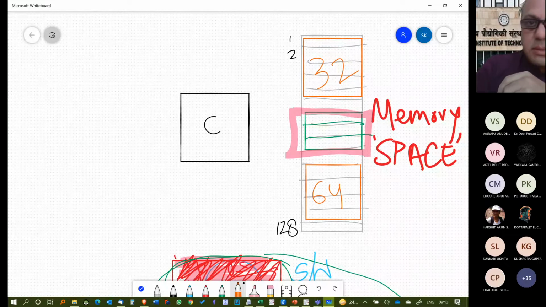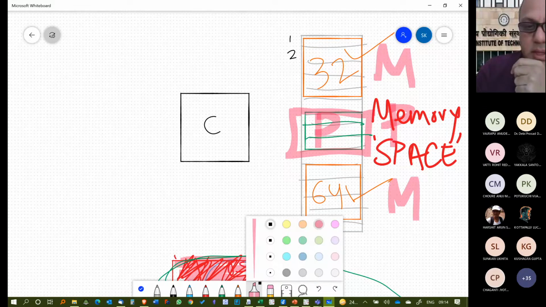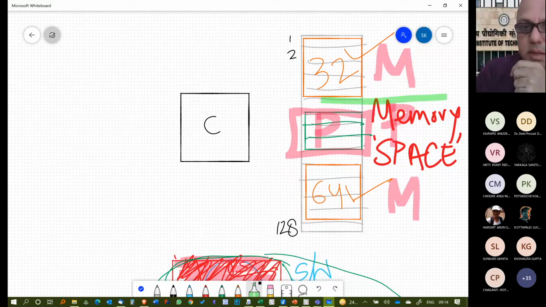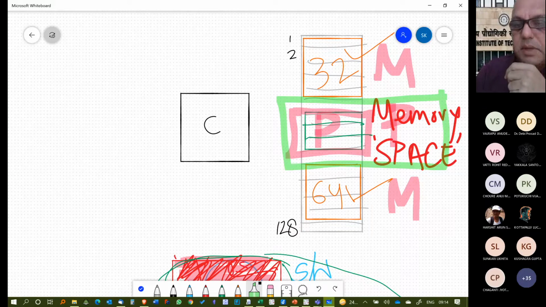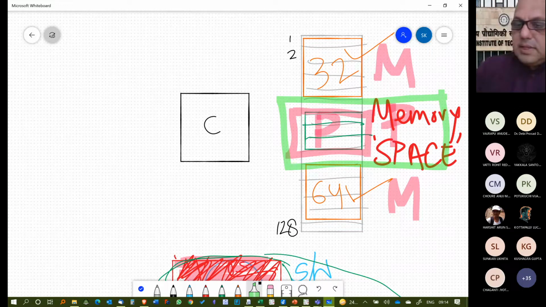So you see memory, and you see peripheral. So that's P. Since you can map memory, peripheral, memory, we call this memory mapped peripheral. So you see a peripheral sitting inside the memory space. So we call it a memory mapped I/O peripheral. Is that easy to understand?